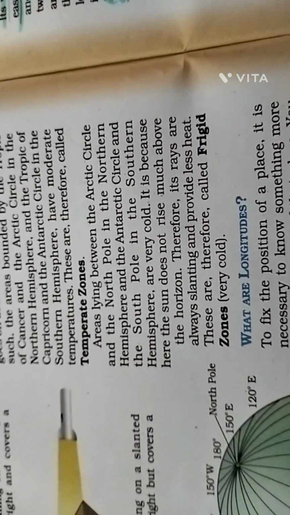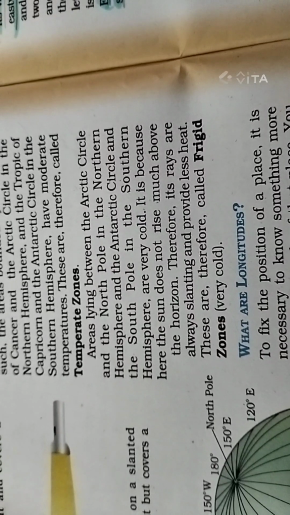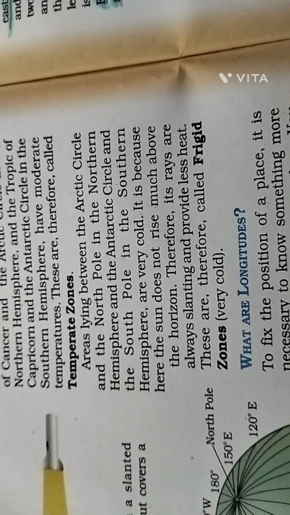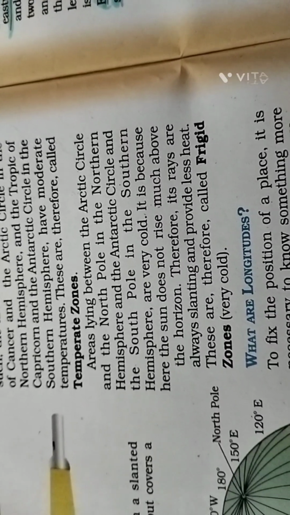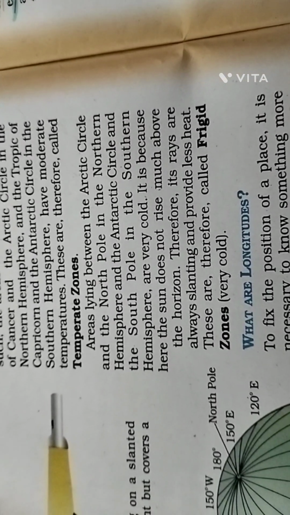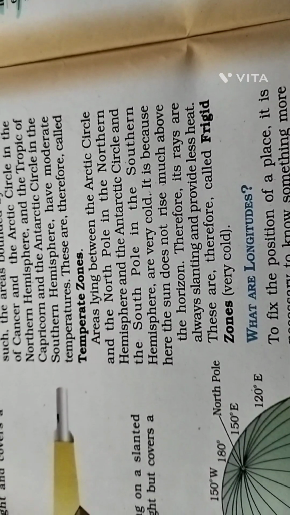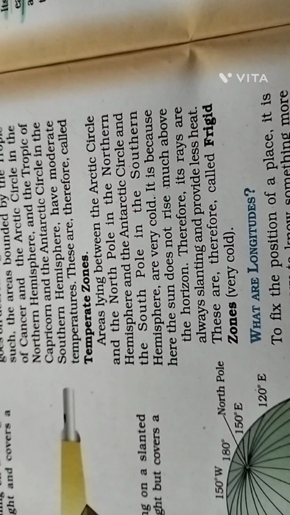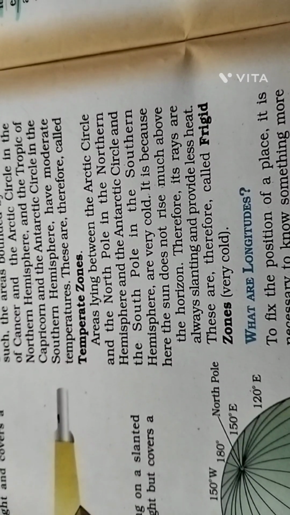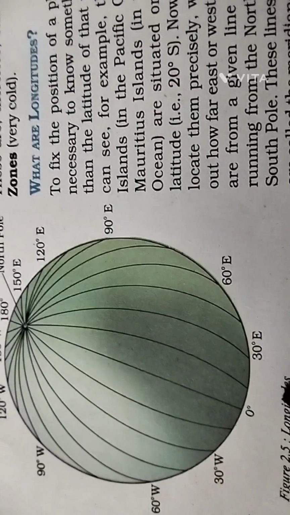The areas lying between the Arctic Circle and the North Pole in the northern hemisphere, and the Antarctic Circle and the South Pole in the southern hemisphere are very cold. It is because the sun is always near the horizon, therefore its rays are always slanting and provide less heat. These are therefore called the frigid zone. Look at here.